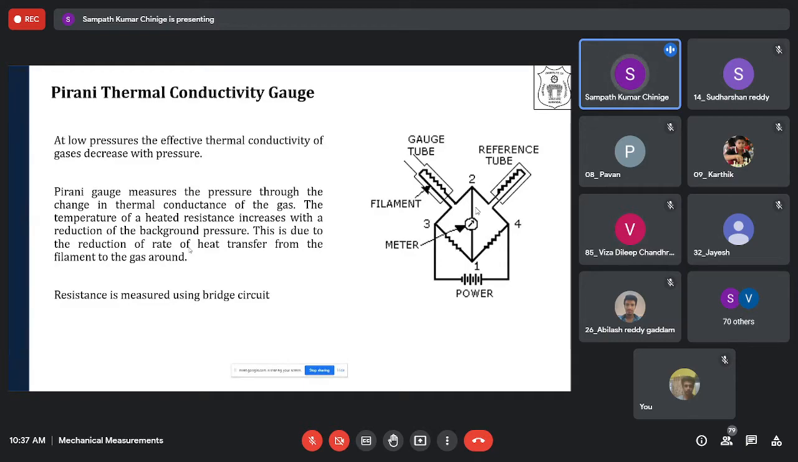Okay, so this is the particular thing. Now, the next thing is the Pirani thermal conductivity gauge. Okay, so this is another important vacuum measurement gauge that we use to measure vacuum.